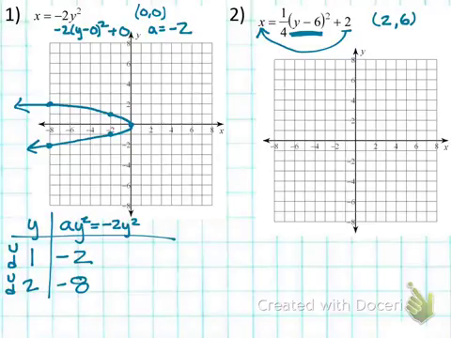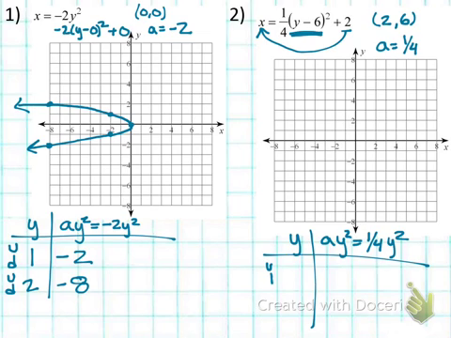Okay, so then my a is still the number that's right out in front, so that's just 1/4 here. And I make my table with y and ay squared, which is going to be 1/4 y squared for this problem. I go up and down 1, up and down 2. Plugging in 1, I get 1 squared is 1 times 1/4 is 1/4. Plugging in 2, I get 2 squared is 4 times 1/4 is just 1. And those are my directions for graphing.